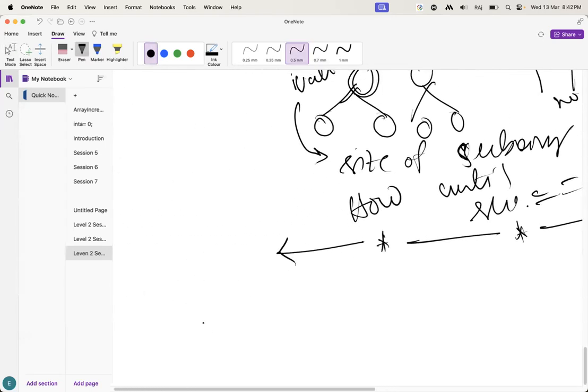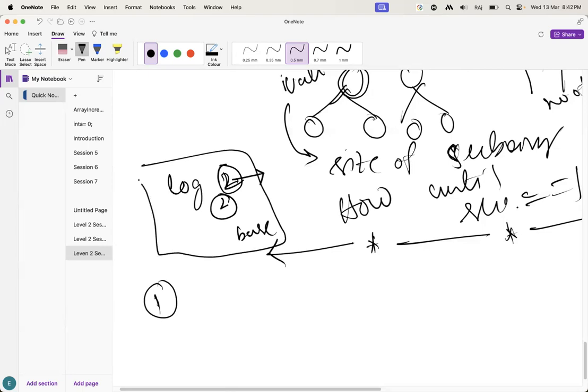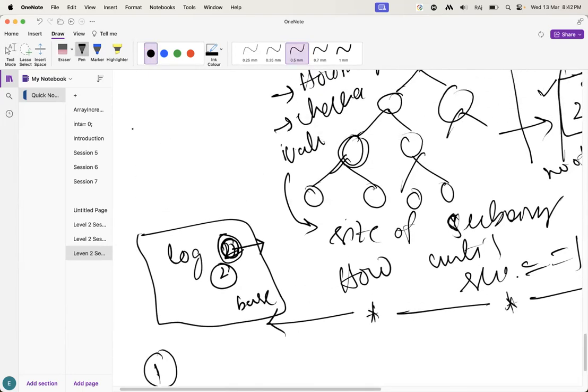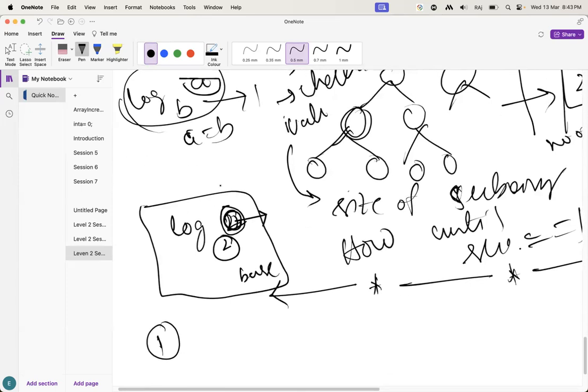Okay, guys. Let's solve some problems based on binary search. Actually, in log base 2, this is called the base, right? If suppose a equal to b, that means this value will be 1. I hope you understand. I hope you know about this.